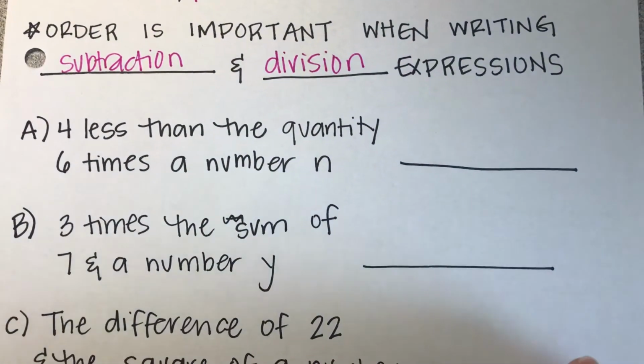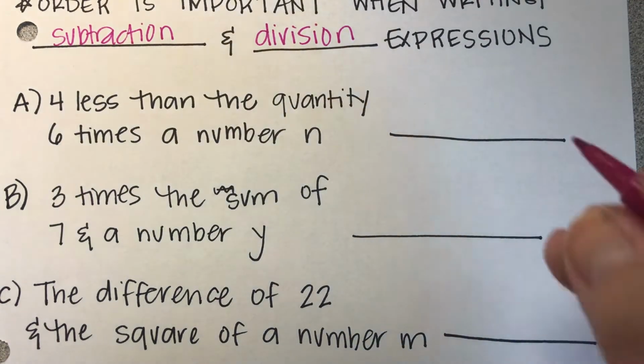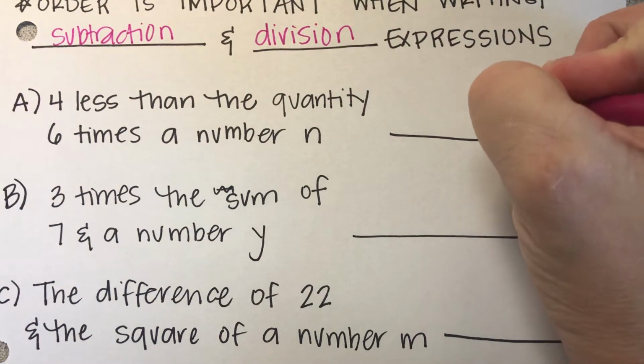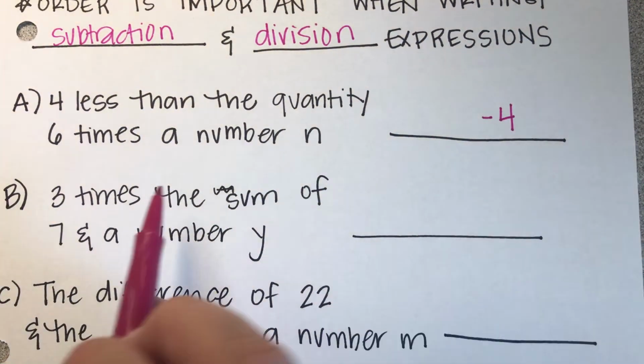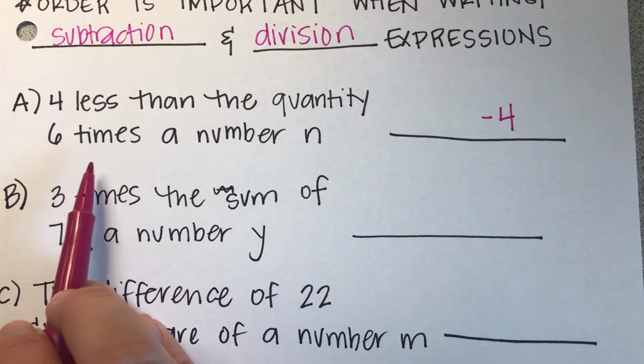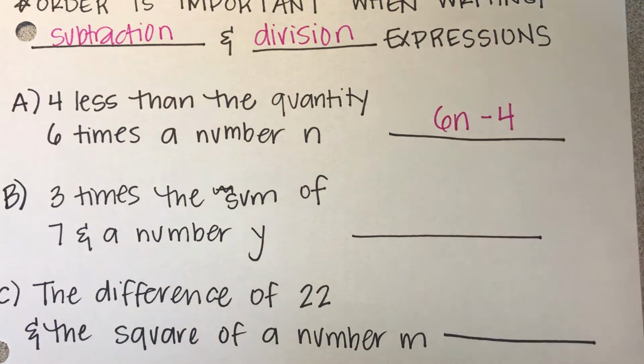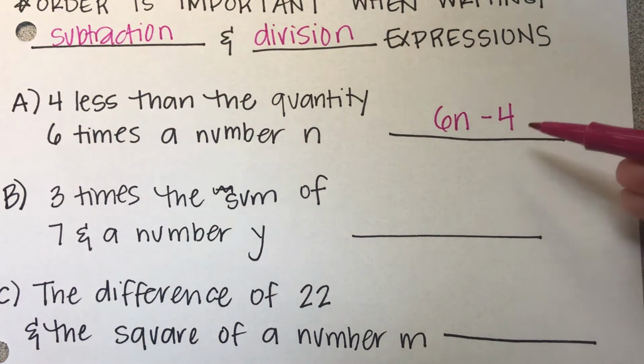So the first one is 4 less than the quantity 6 times a number n. Okay, so 4 less than. If I said, what's 4 less than 10, right? You know that you're going to be subtracting 4. But what are we subtracting it from? We're subtracting it from the quantity 6 times the number n. So 6 times the number n, and then 4 less than that.